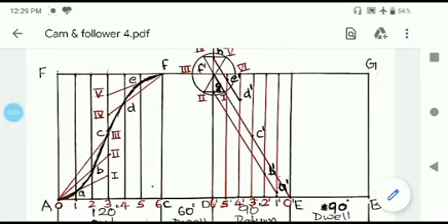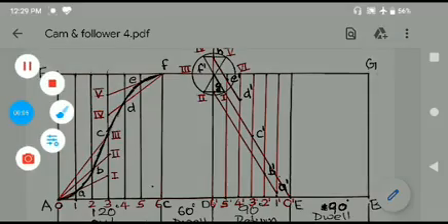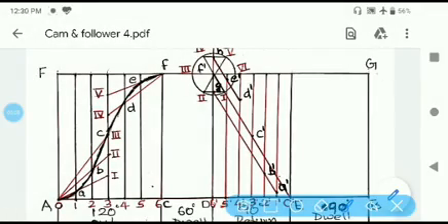After labeling, now you join f prime with E. That will be this line. After that, from G you draw a line parallel to line f prime E, such that the line intersects these vertical lines. And similarly, from H you draw a line parallel to f prime E, such that it intersects the whole vertical line.